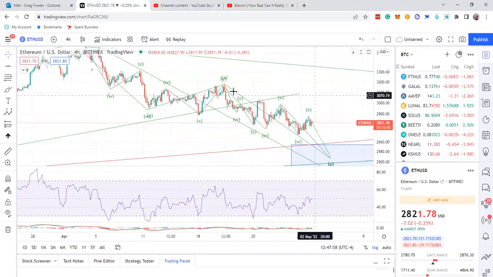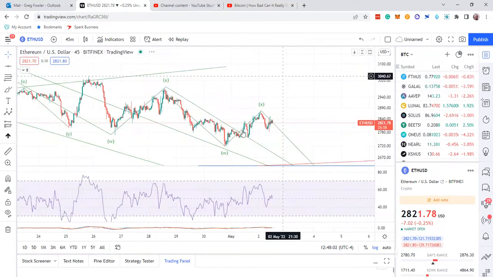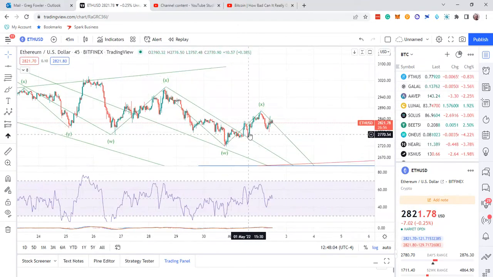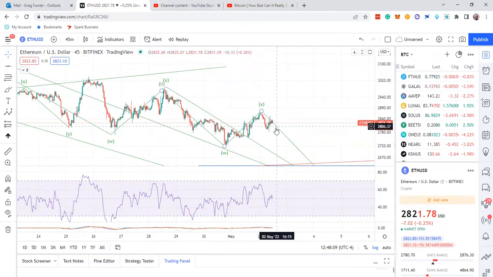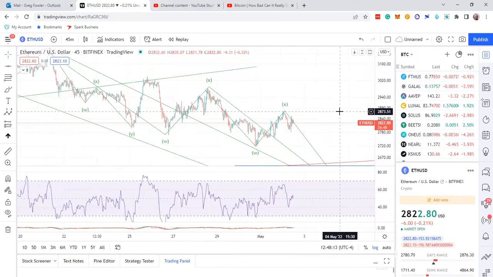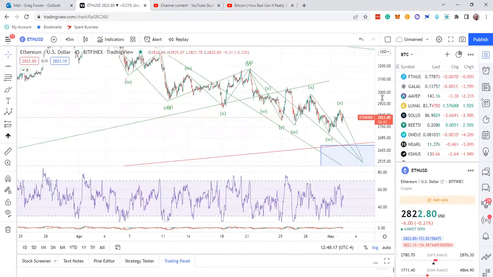But same thing with Ethereum. Let me go back down to a lower time frame. This move, boom, and then up. So it just looks like, yeah, W, maybe an X. It could be making an X wave in here to shoot up a little bit more. So on Ethereum, I don't see it.